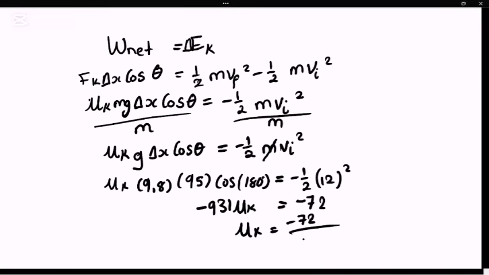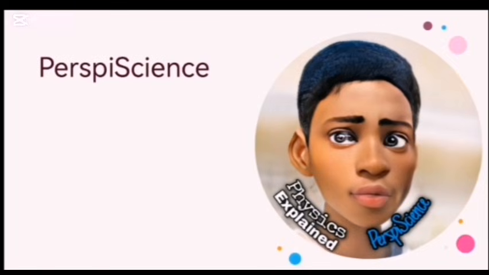Then you divide both sides by negative 931 to make the coefficient of kinetic friction the subject of the formula, which at the end will give you 0.0772. That's it for this video.